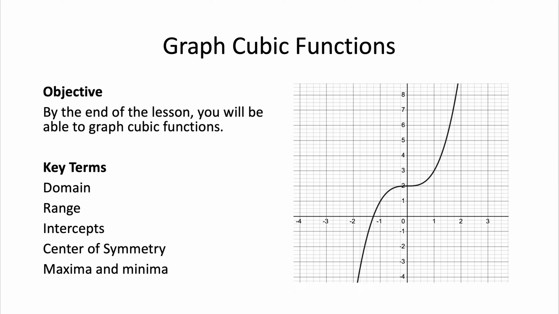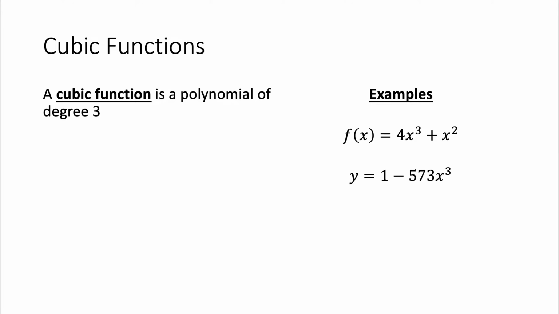In this video, we're going to talk about how to graph cubic functions. So a cubic function has a polynomial of degree 3. So you can see here in f of x, the highest degree term is 3. In 1 minus 573x cubed, the highest degree term also has a degree of 3.